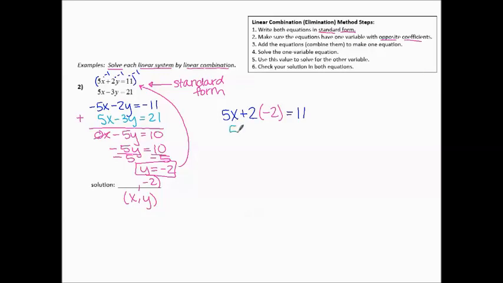So now here I've got 5x, 2 times negative 2, I've got negative 4 equals 11. 2 times negative 2 gives me a negative 4. I add 4 to both sides. I get 5x. My negative 4 and positive 4 cancel, equals 15. X is equal to 3. So my solution is 3, negative 2. My x value is 3.